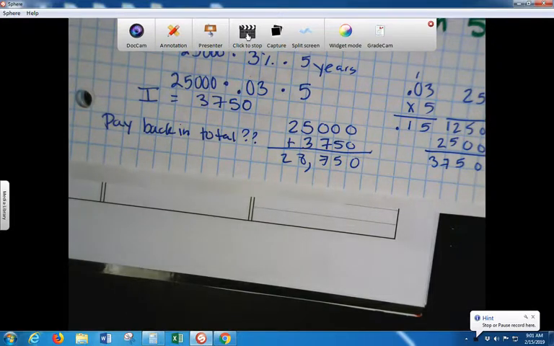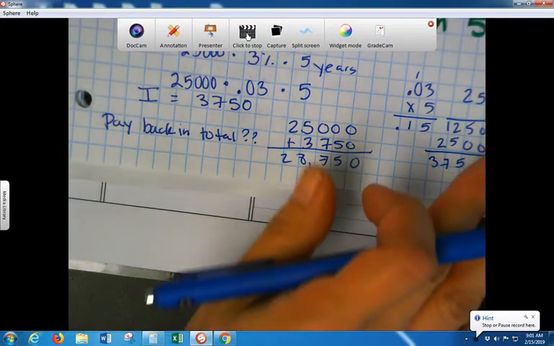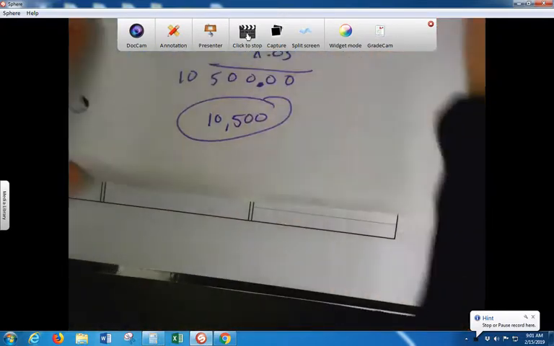Same thing for a house. Credit card bills, outrageous if you don't pay them off at the end of the month. Alright, let's do another problem. Let's do a positive one.